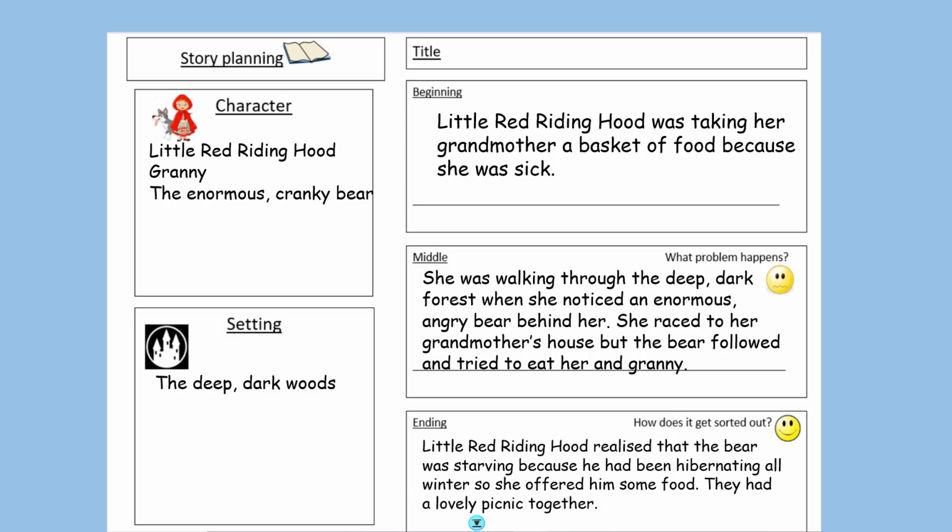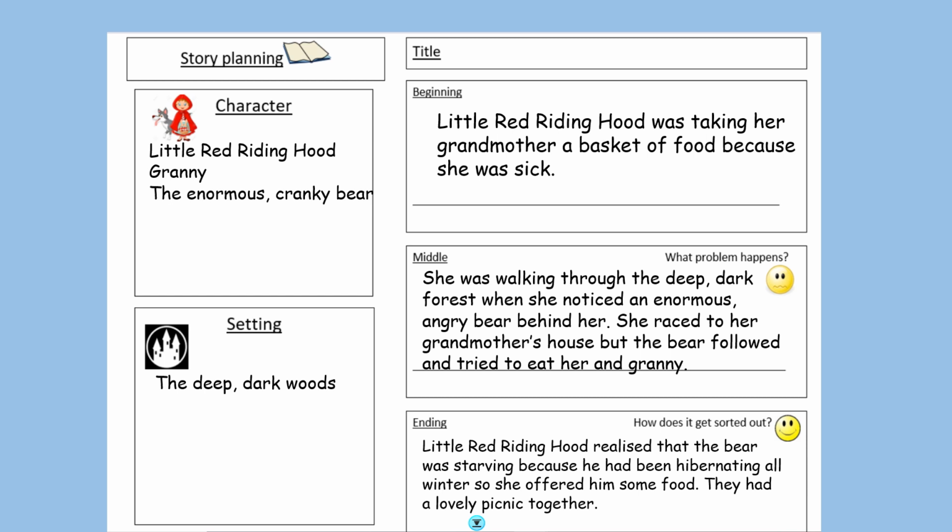Okay, so you would have seen this yesterday where I put up a story planning template and I changed parts of the story to make my own version of Little Red Riding Hood. So I didn't change the entire story, I just changed some of the characters and I changed the problem and the solution a little bit. So over here, my characters in the story are still Little Red Riding Hood and Granny, but instead of the wolf, I have created my own character, which was the enormous cranky bear. I kept the beginning of the story the same. Oh, and I also kept the setting of the story the same as well.